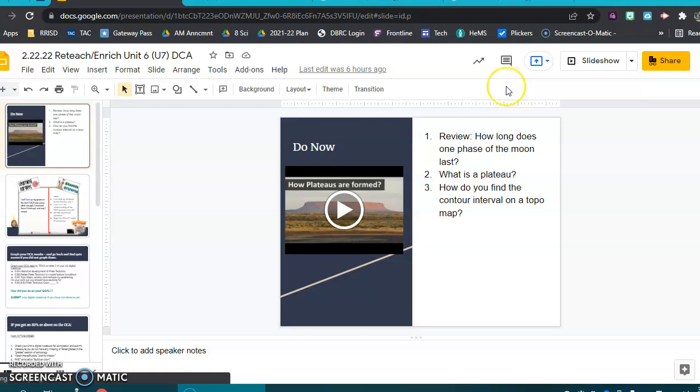Hey everybody, so our do now for Tuesday, 22nd of February is: how long does one moon phase last, what is a plateau, and how do you find the contour interval on a topographic map?